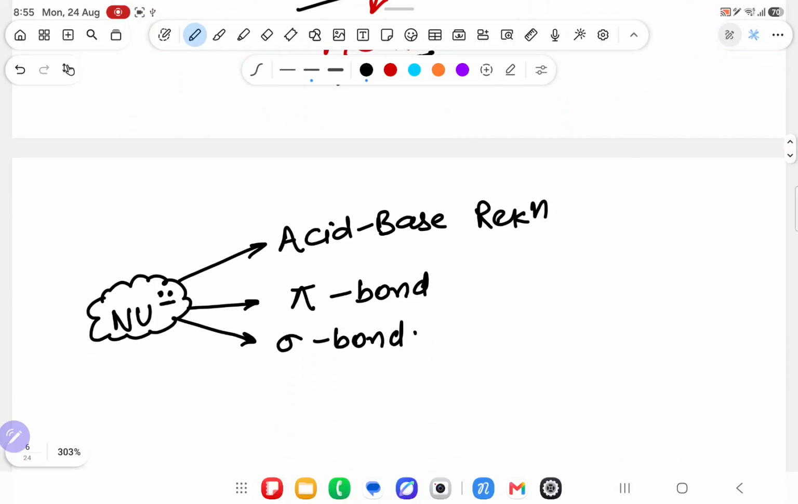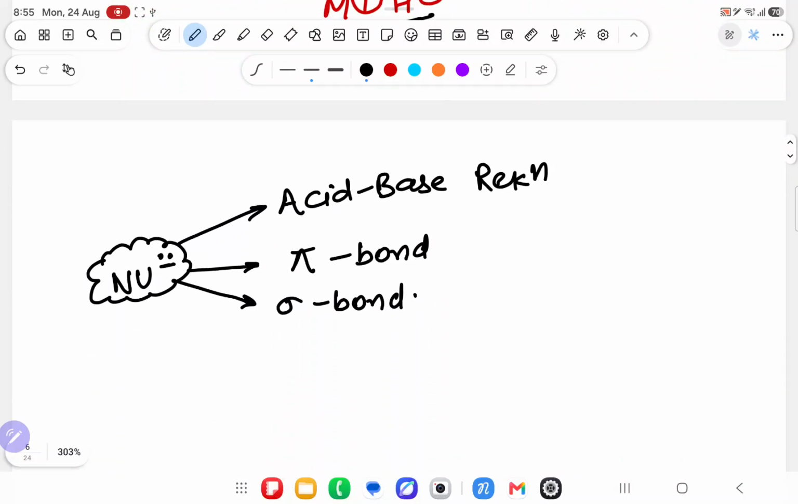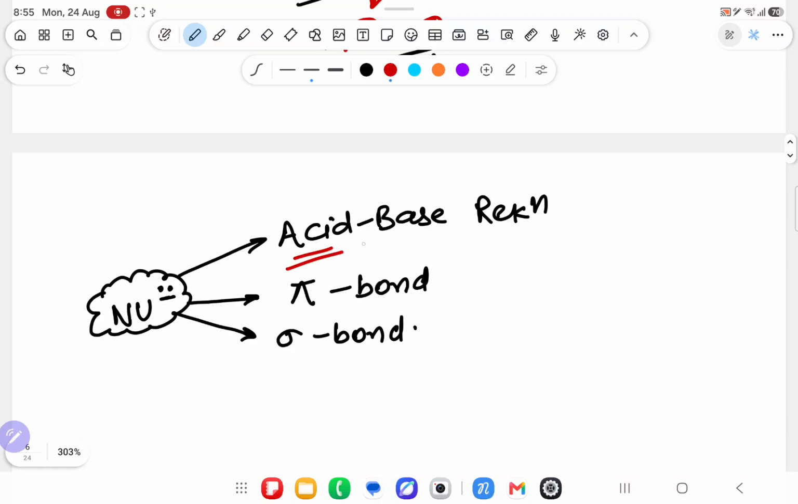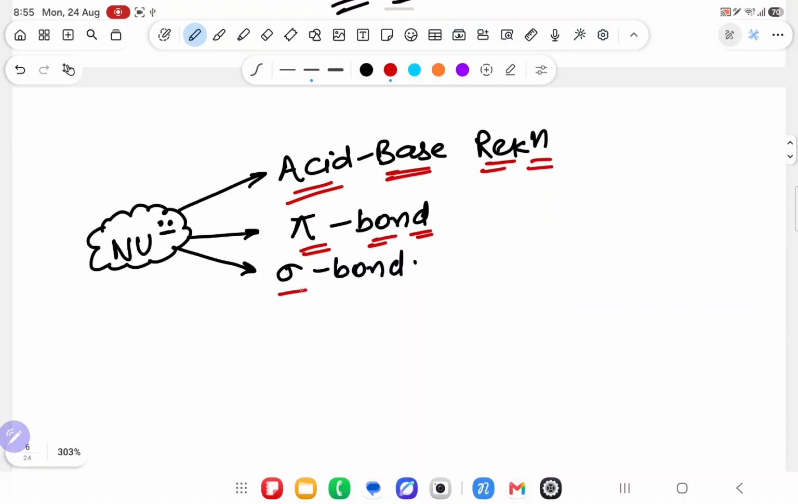Now before starting that topic, I am saying if you see any nucleophile, that nucleophile will first try to do an acid base reaction. If acid base reaction is not possible, then it will try to attack on the pi bond. If the pi bond is not possible, then it will try to attack on the sigma bond. Not only here, every place this is the power of a nucleophile.